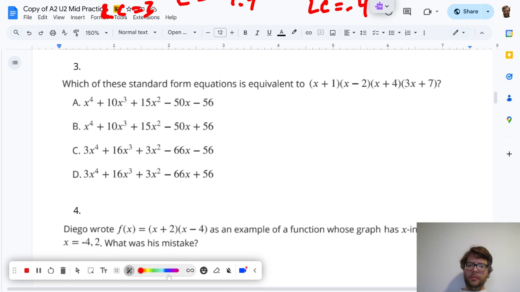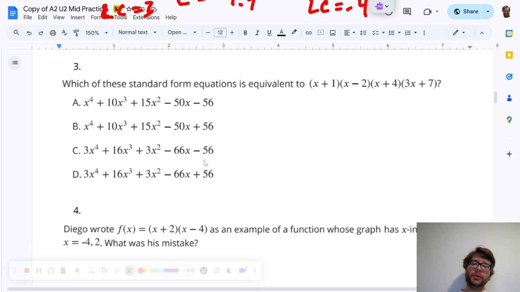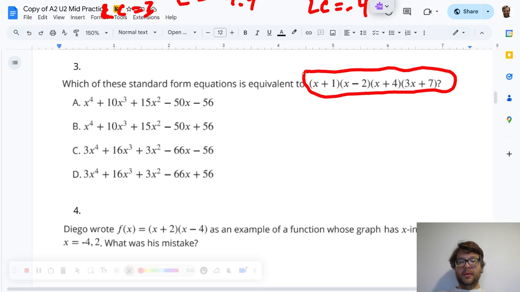Now we get into doing a little bit more algebra. Which of these standard form equations is equivalent to the given expression? One strategy is to type this in as a graph, and then graph each answer choice and see which ones line up on top of each other. Then you have to look at 5 different graphs. That's kind of annoying. Another strategy is to multiply all this out.